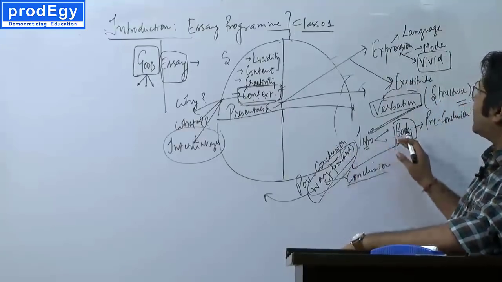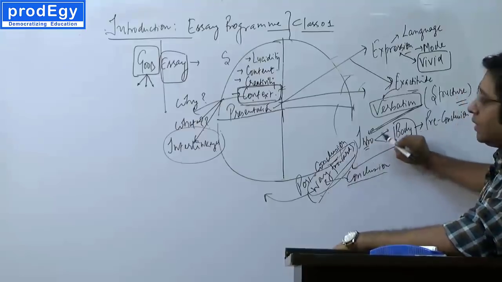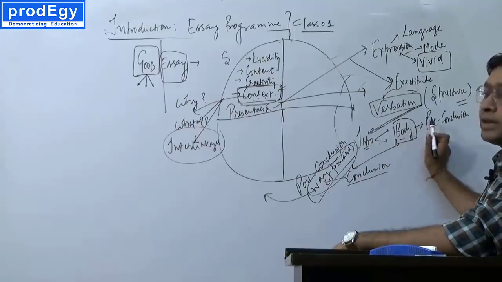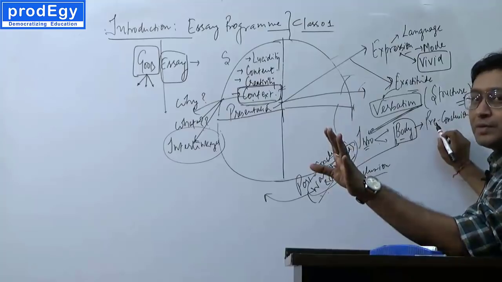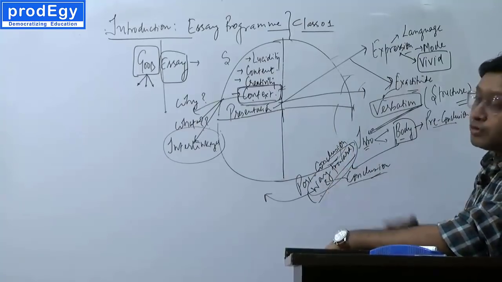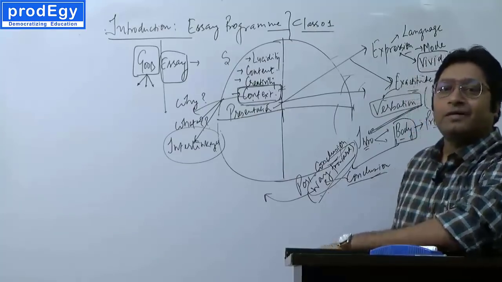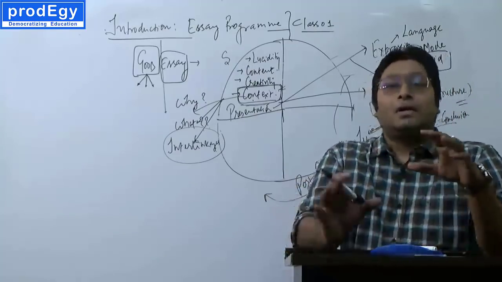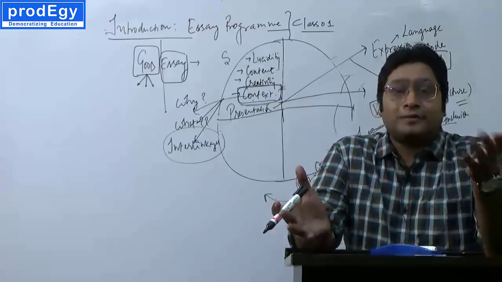So what is this structure? This is a very simple aspect. Introduction, body, how many paragraphs the body should have, that is to be seen as per the demand of the essay. Pre-conclusion, conclusion, post-conclusion, or way forward, right? Now you can design any structure you like, it depends.